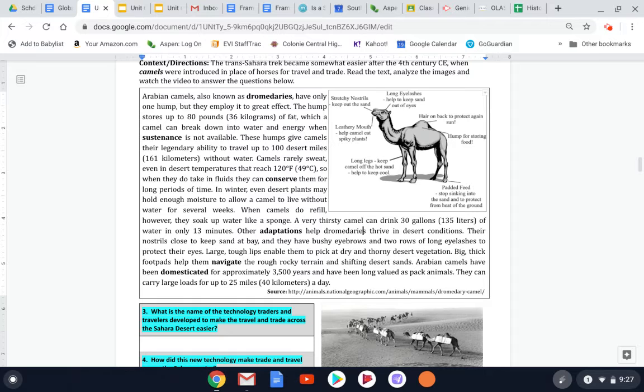Arabian camels have been domesticated, meaning tamed and controlled by humans, for approximately 3,500 years and have been long valued as pack animals. So they can carry large loads for up to 25 miles a day. People would pack them down with their cargo.